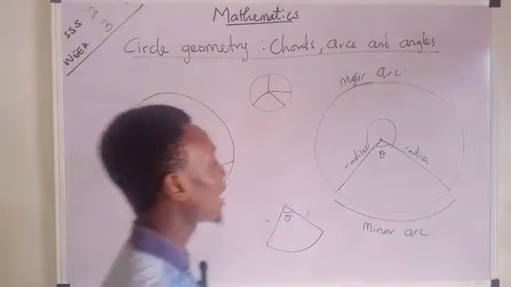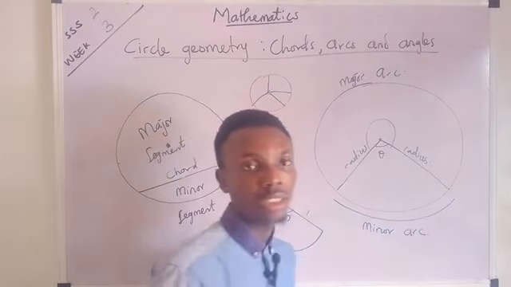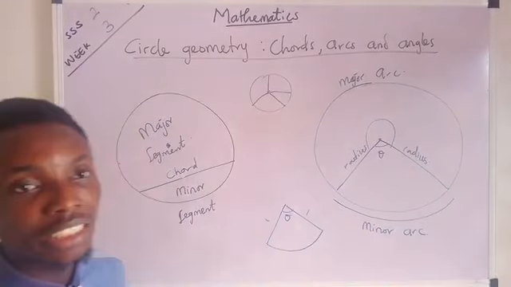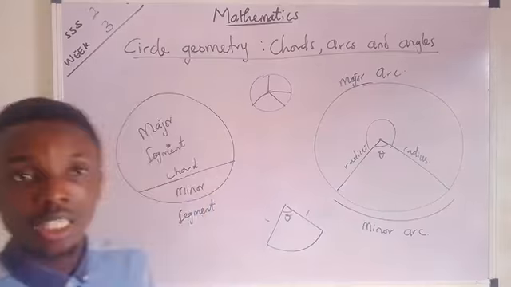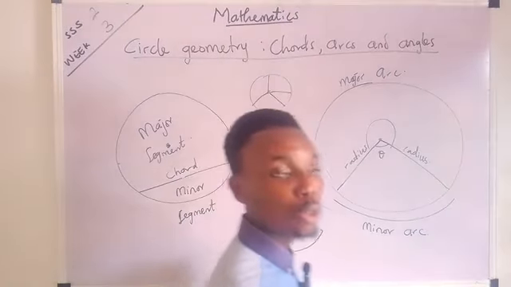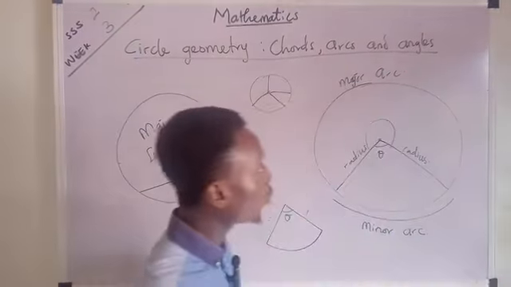Now what is your arc? Your arc is a part of your circumference. It's a part of your circumference, and it's always looking like what? Like a curved line. But it is not a whole circle. It's always a part of your circumference. It's not the whole circumference.